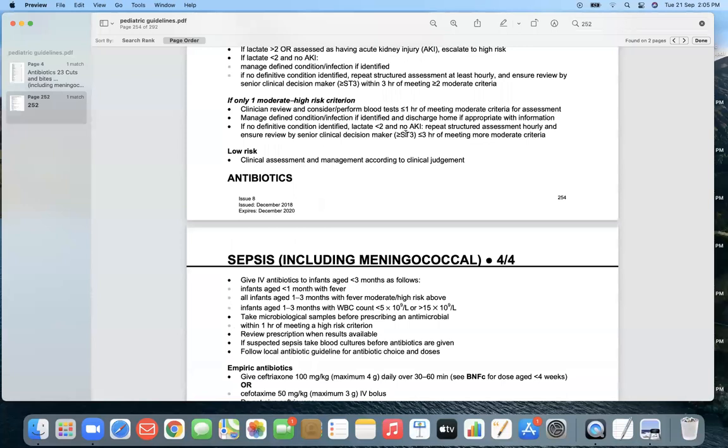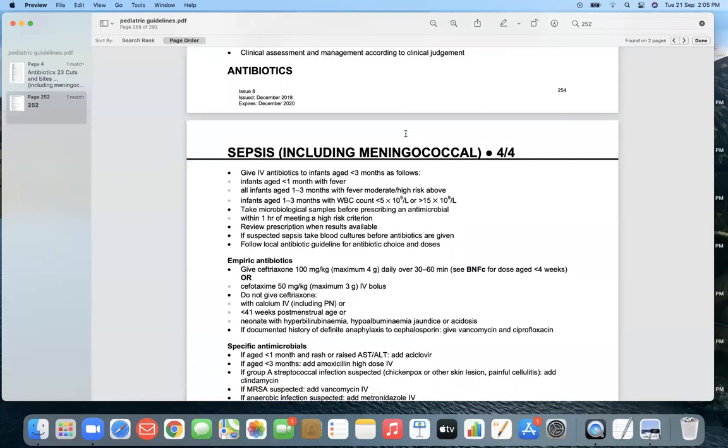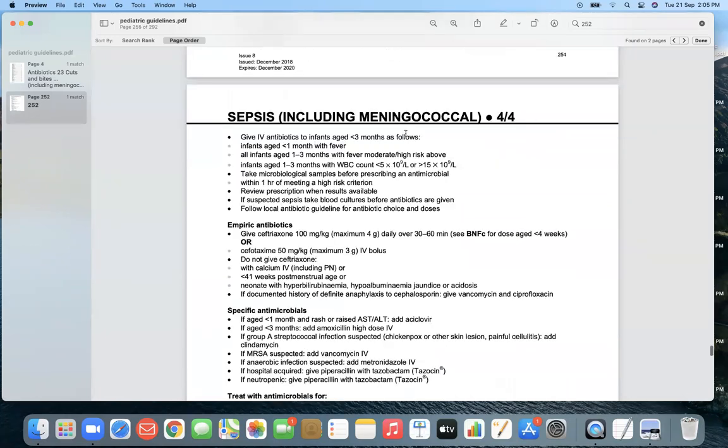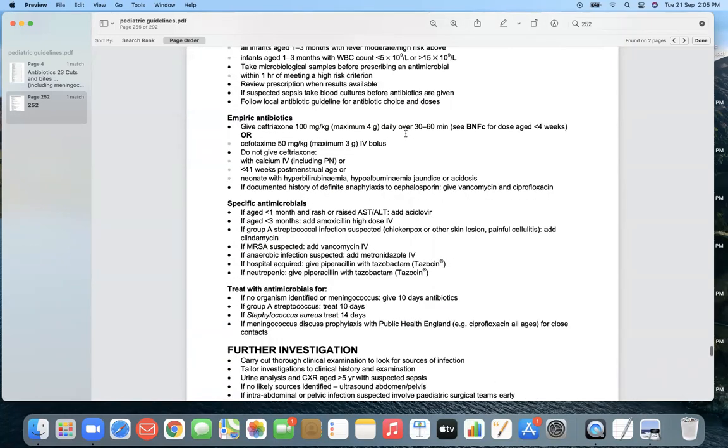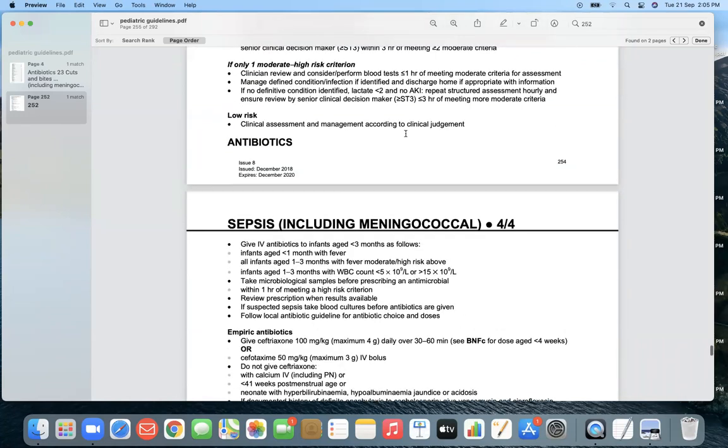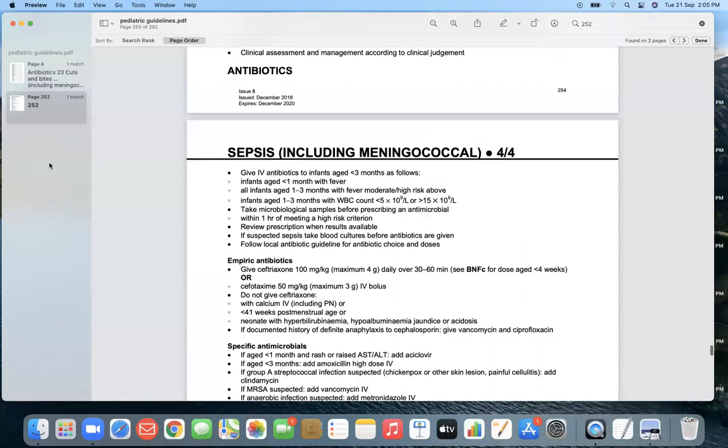Okay. So let's go to the antibiotics, which we should know. They can ask, maybe if not doses, at least the name of the antibiotics we should know. So for antibiotics, give IV antibiotics to infants aged less than 3 months as follows. Infants aged less than 1 month with fever, all infants aged 1 to 3 months with fever, moderate high risk. Infants aged 1 to 3 months with WBC counts less than 5,000 or more than 15,000, you can consider the antibiotics.